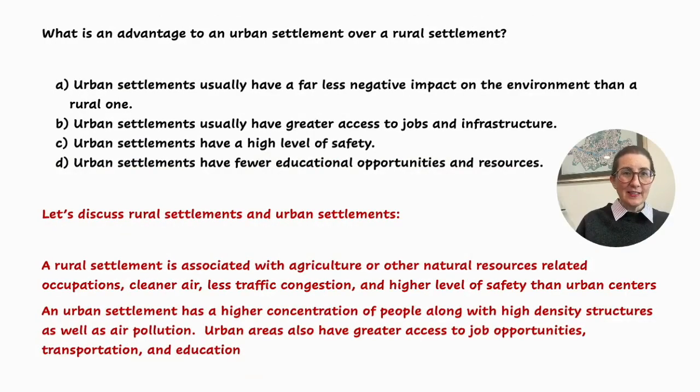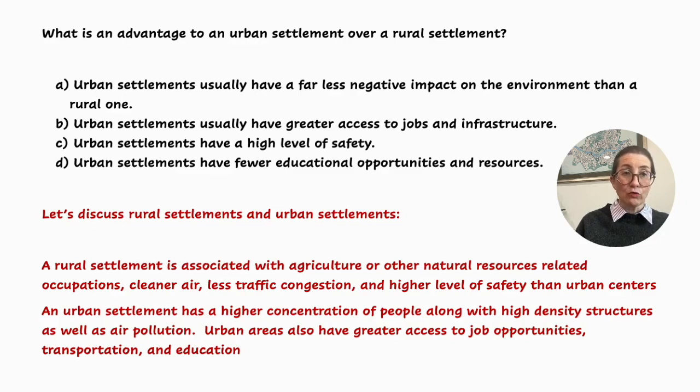What is an advantage to an urban settlement over a rural settlement? A, urban settlements usually have a far less negative impact on the environment than a rural one. B, urban settlements usually have greater access to jobs and infrastructure. C, urban settlements have a high level of safety. Or D, urban settlements have fewer educational opportunities and resources.